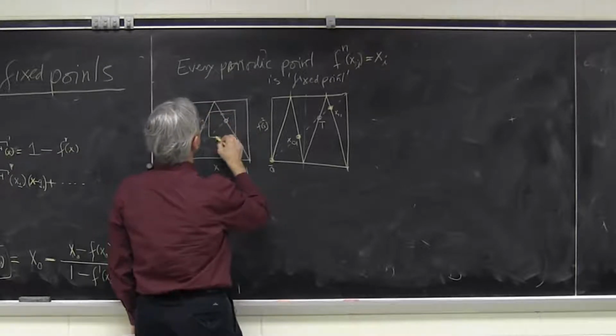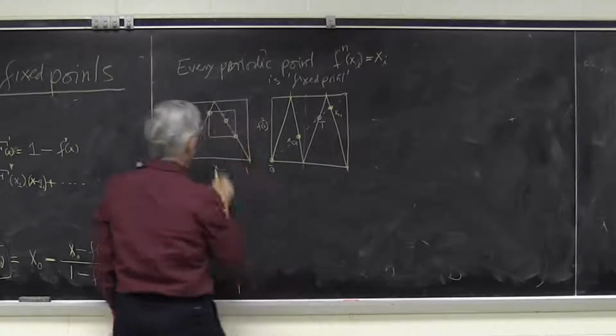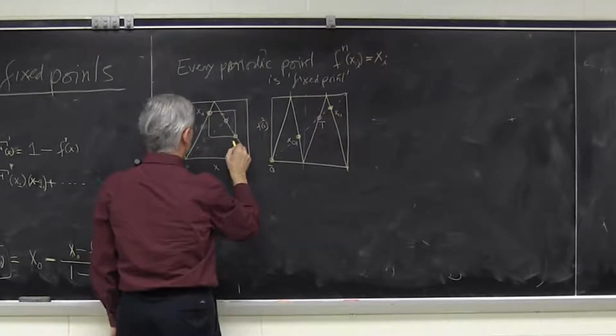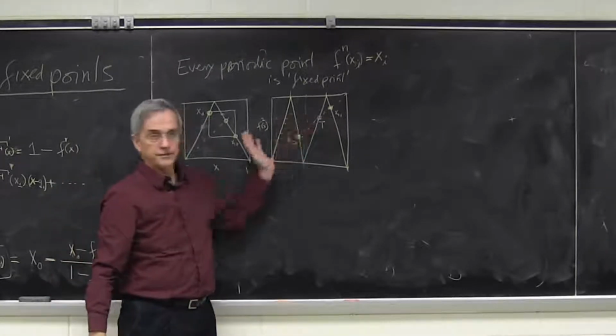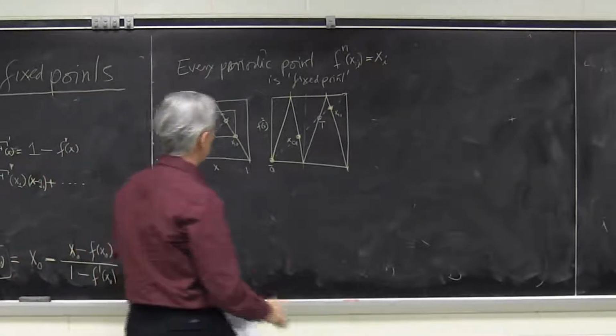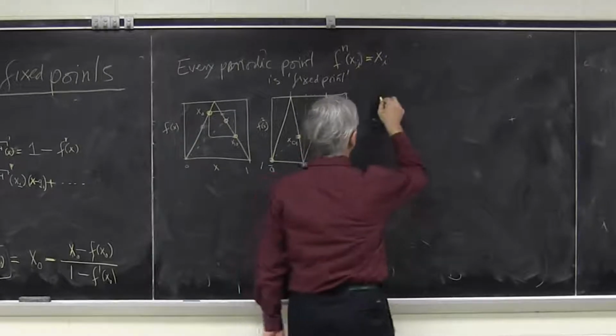there's a thing that looks like that. And these are the two guys. So indeed, the 2 cycle is fixed points of the second iterate of the map. No problem. Okay, well now I want to find lots of cycles.